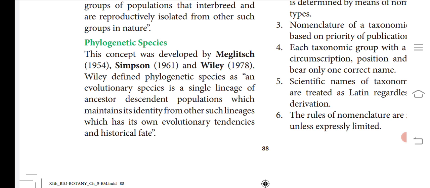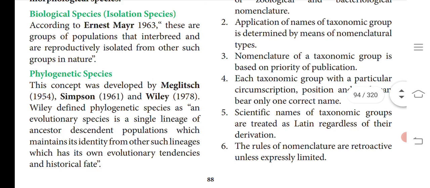So evolutionary species. See, first one species will be there, and if there is a change in the genetic makeup and it has evolved a bit, okay, so from Bryophyta, Pteridophyta evolved. What is the major difference between Bryophytes and Pteridophytes? Bryophytes need water for the purpose of fertilization. Pteridophytes do not need water for the purpose of fertilization. They can just produce the sporophyte and the spores. Okay, so here we have descendant populations maintaining identity from other such lineages, which have their own evolutionary tendency. Okay.